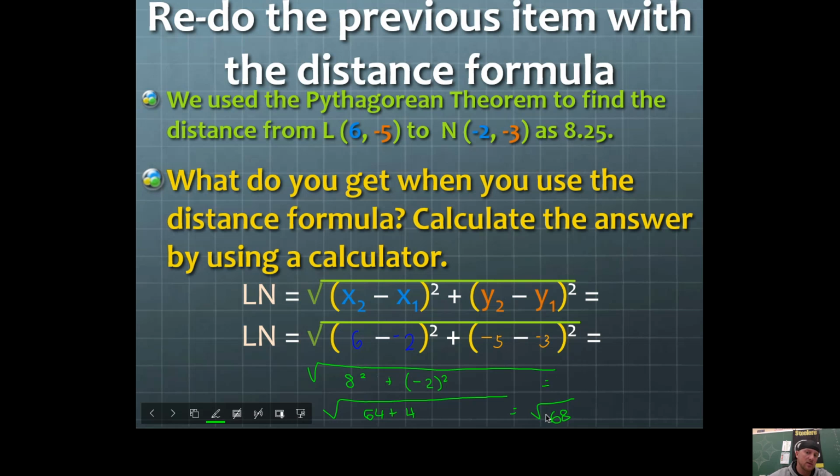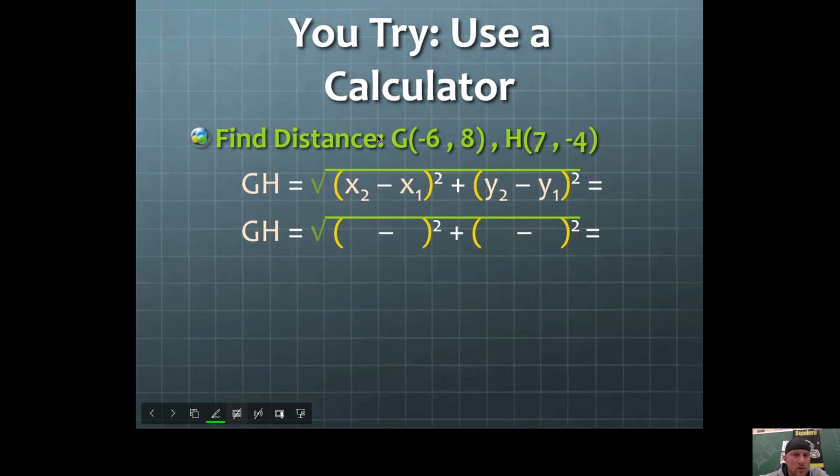That's the exact answer. And that might not mean a whole lot to you, but notice up here, it told you the answer was 8.25. Well, isn't the square root of 64 8? So the square root of 68 should be a little bit bigger. So 8.25 makes some sense. What I'm going to do is, you can't see this probably, but I'm going to type into my calculator square root of 68. And that gives me 8.25. So this is where you put your numbers so you can use the distance formula. We'll do this one on the next video.